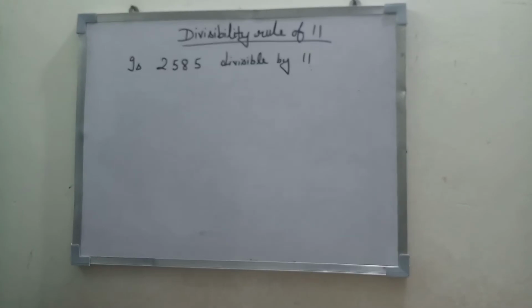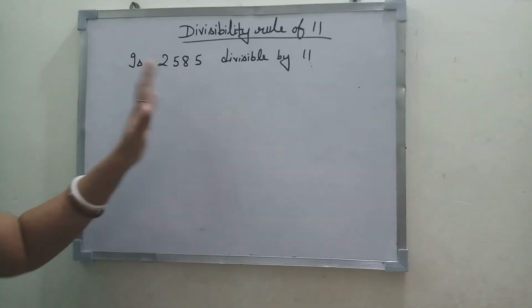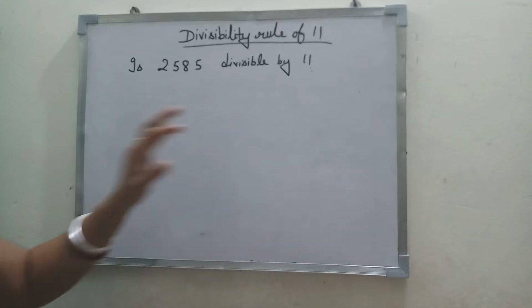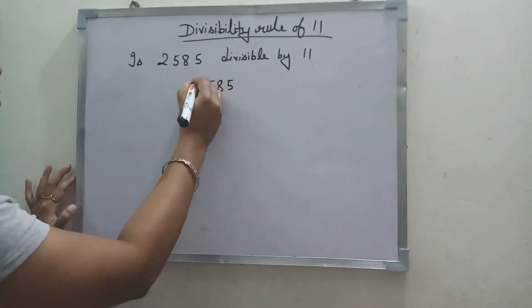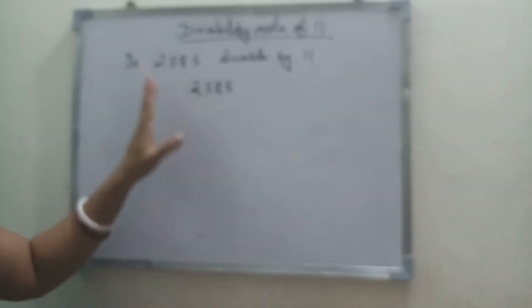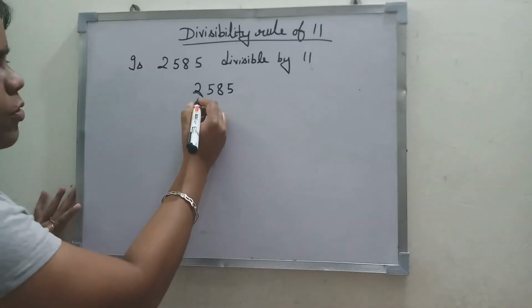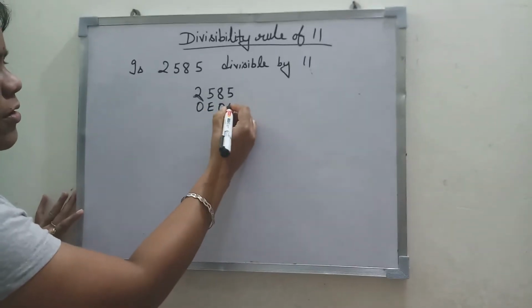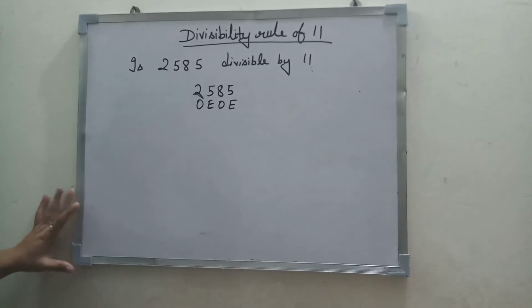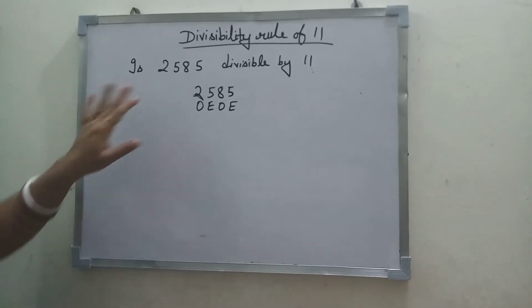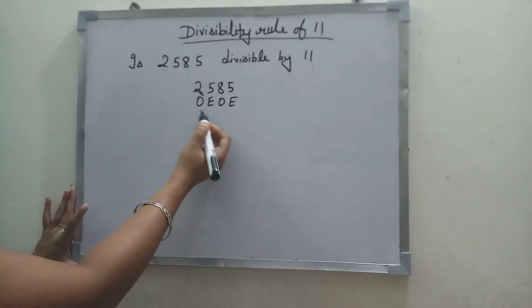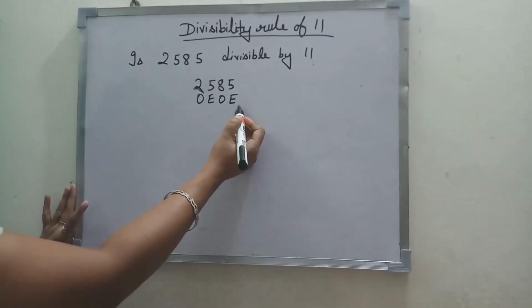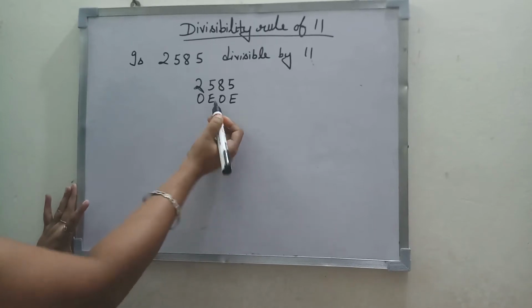For this, you have to bifurcate your number into odd and even places. 2585. And how can you separate all the digits of the number into odd and even places? By writing odd, even, odd, even. So what can you do? First of all, you write the whole number, and then under the digits of the number you have to write odd, even, odd, even. O for odd and E for even.